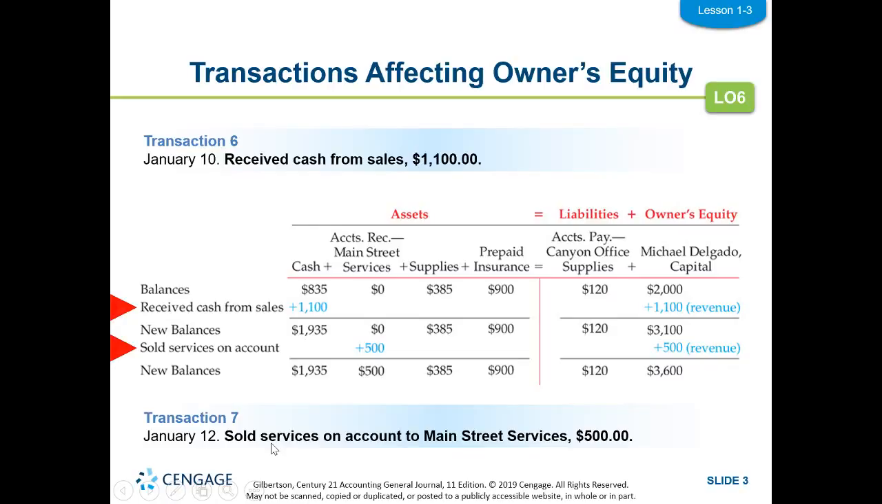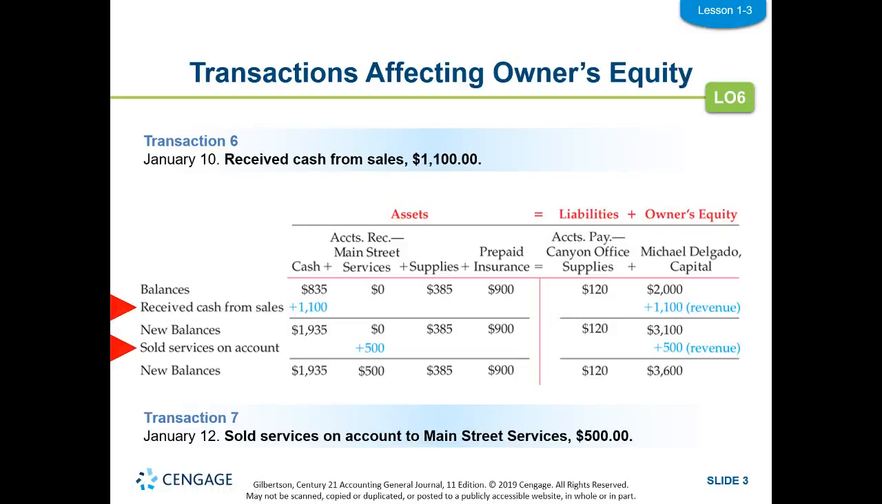Then on January 12th, we sold services on account to Main Street Services, $500. So again, what two accounts? Well, we sold services on account. Because we sold the services, our revenue account is going to be affected. And we sold them on account, so we now have accounts receivable, Main Street Services. You see that right up here. Accounts receivable, Main Street Services is an asset.